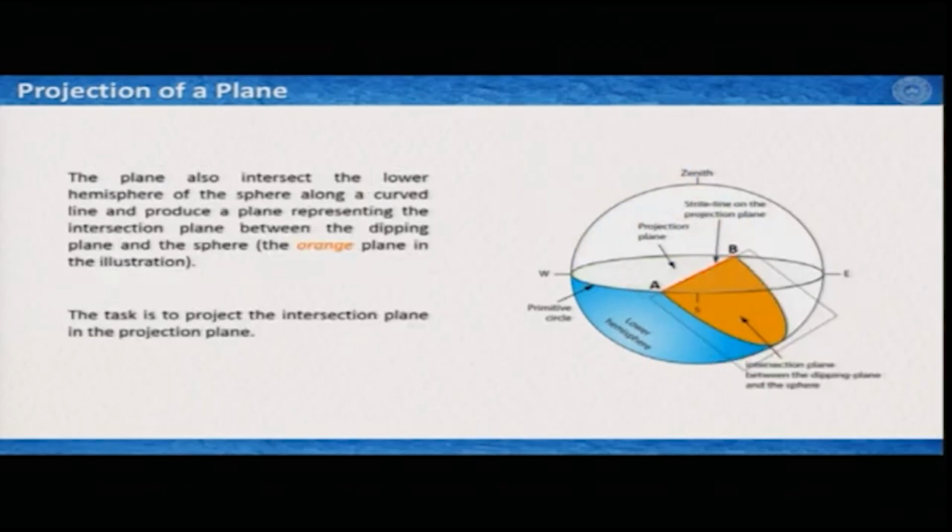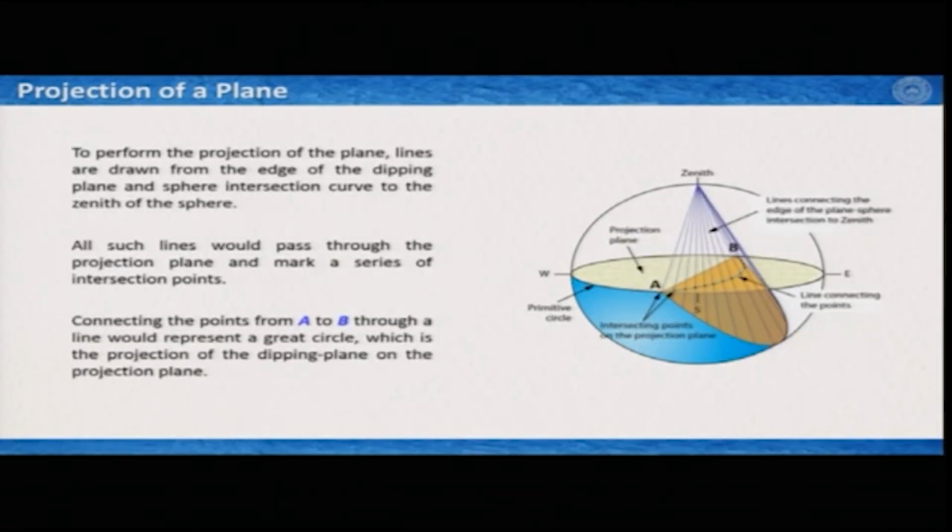We can also figure out that the intersection of this sphere and this plane makes an intersection plane, which is highlighted by orange color here. This is the intersection plane between the dipping plane and the sphere. So the task is to project this intersection plane onto the projection plane, and you can clearly visualize that this semicircle is the actual plane we were concerned with. So, we have to project it on the projection plane.